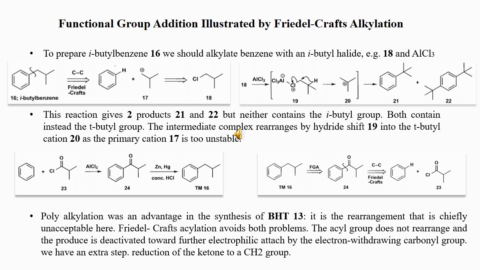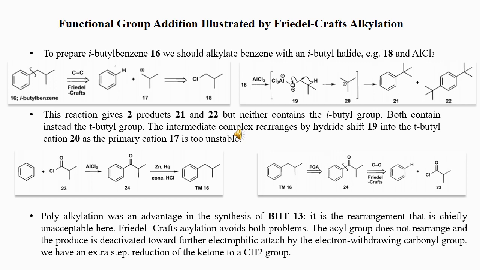Now if we look at target molecule 16, for preparing isobutylbenzene 16, we should first alkylate the benzene with isobutyl halide. For example, 18 in the picture is isobutyl halide. With alkyl halide and aluminium chloride, the alkyl halide can do the electrophilic substitution on benzene. This is electrophilic substitution, or you can say the Friedel-Crafts alkylation.